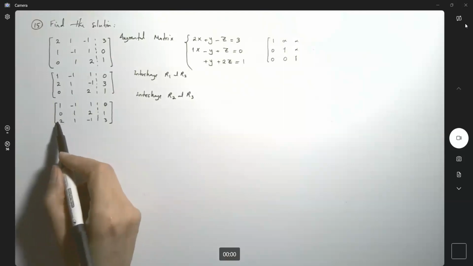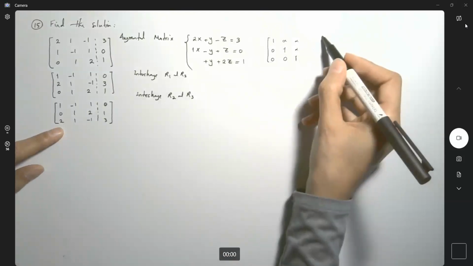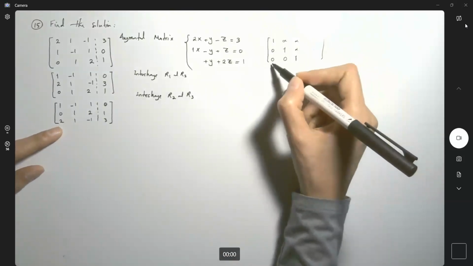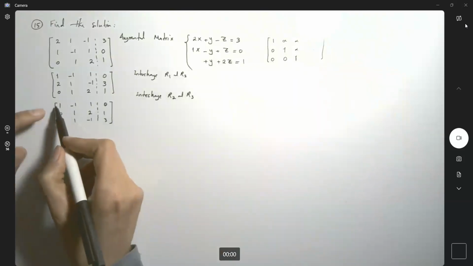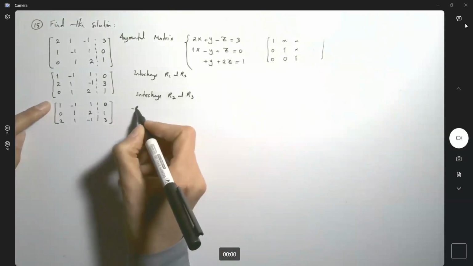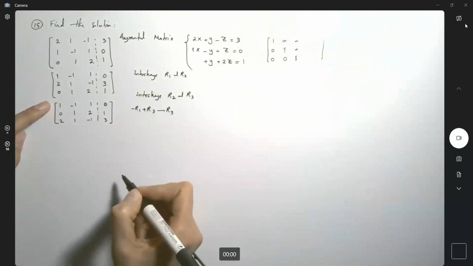Now you're going to make this guy equal to 0. Always look back to the form that you're going to try to create. This is 2, which must be 0. So what I can do, I can multiply the very first row by negative 2 and add it to the last row. So negative 2 R1 plus R3, which replaces R3.